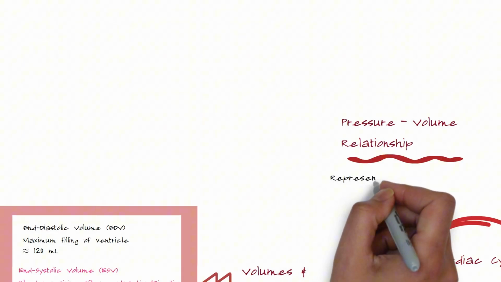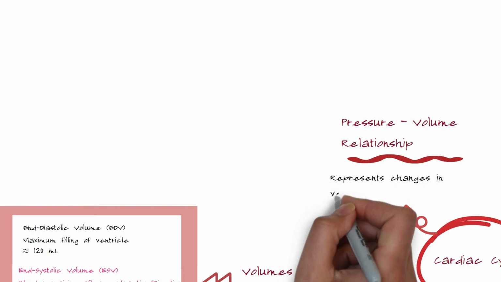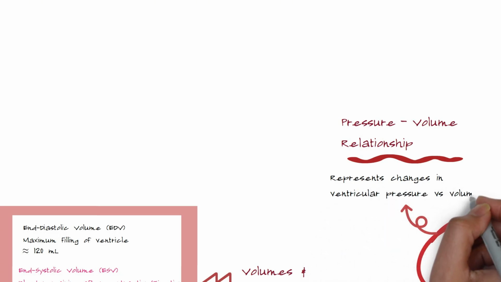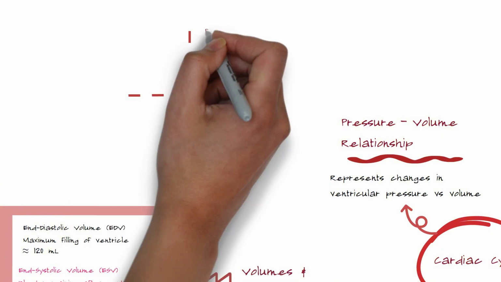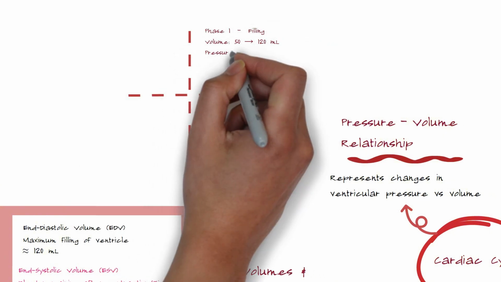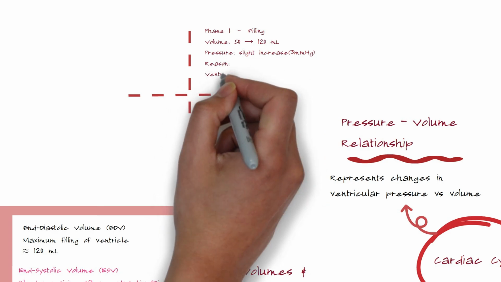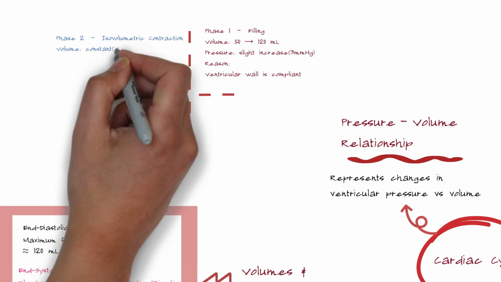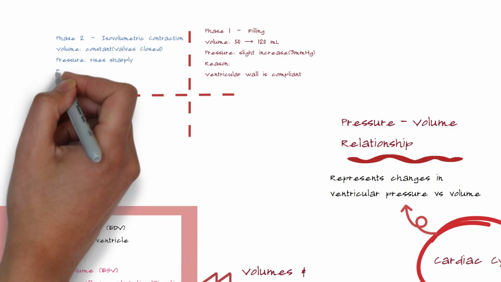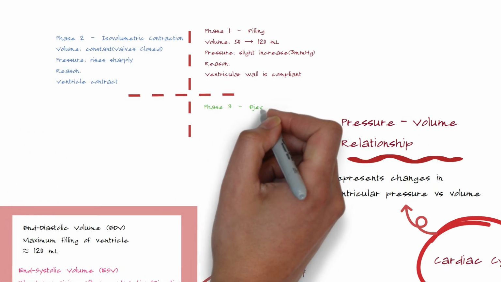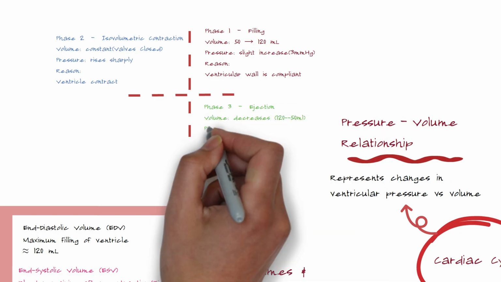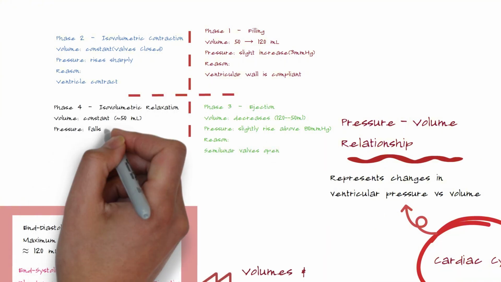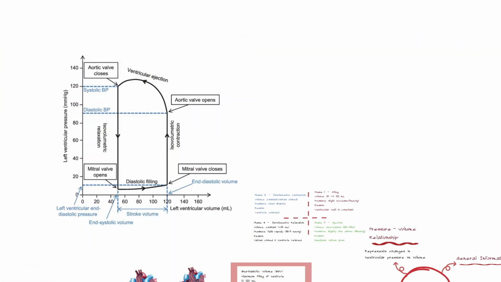Then we discussed the different volumes: the definition of the end-diastolic volume, the end-systolic volume, the stroke volume, the cardiac output, and the ejection fraction. And finally, we ended with the study of the pressure-volume relationship. It shows the relationship between the volume and the pressure in the ventricle in 4 main phases: first the filling, then the isovolumetric contraction, then the ejection, and finally the isovolumetric relaxation.